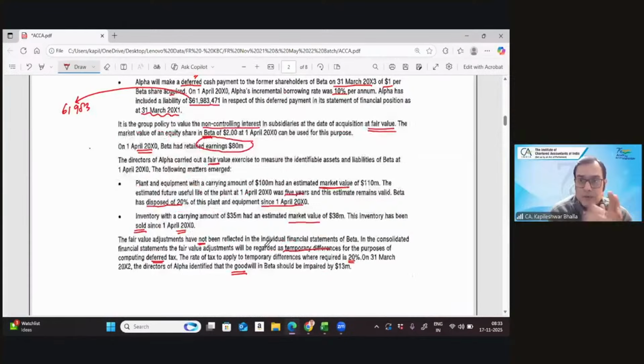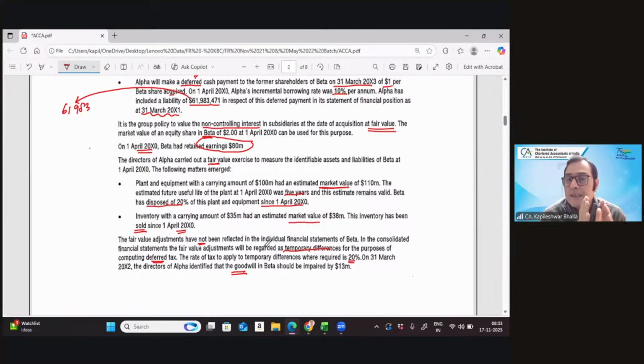So we'll go slow on this. Watch the entire inputs because this might be new for many. It says the directors of Alpha carried out a fair value exercise to measure the assets and liabilities of Beta on 1st April X0. And the following matters emerged.